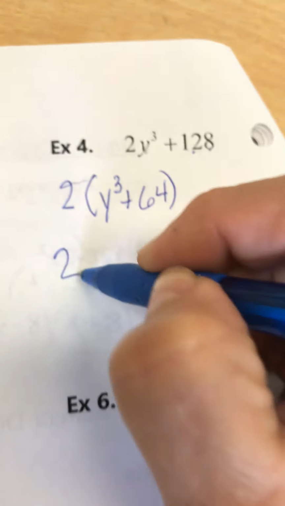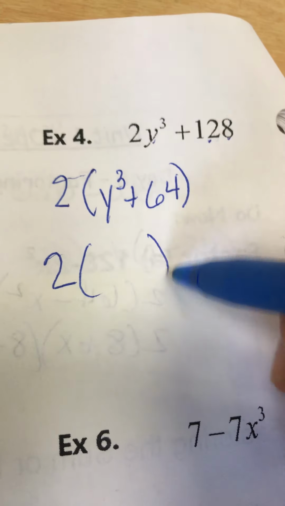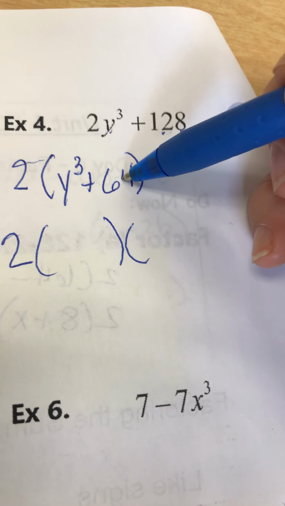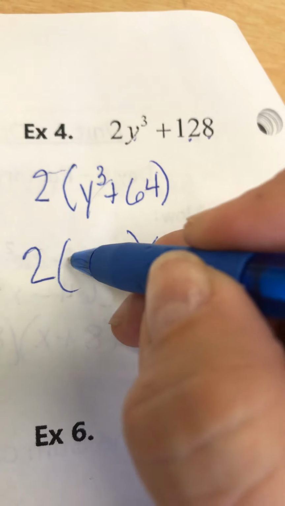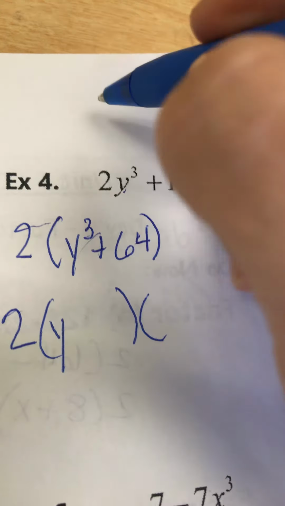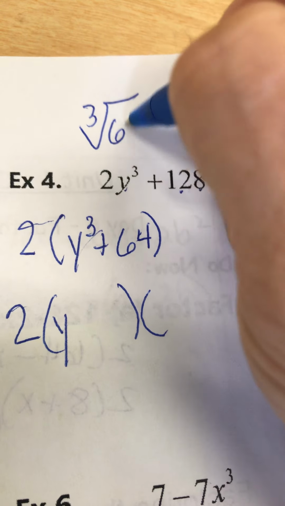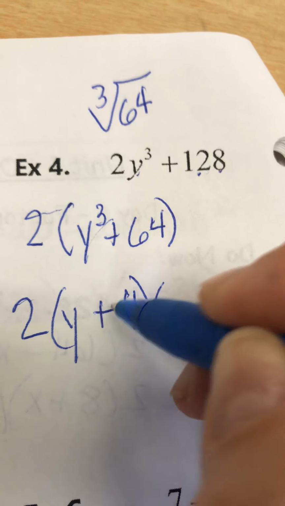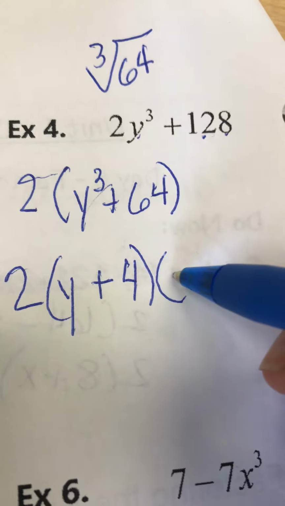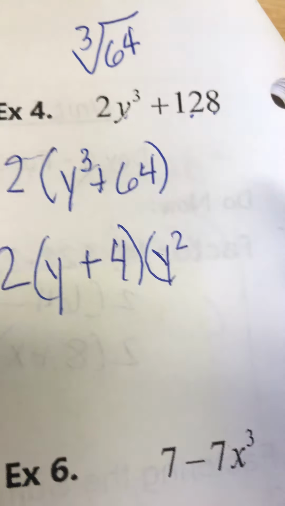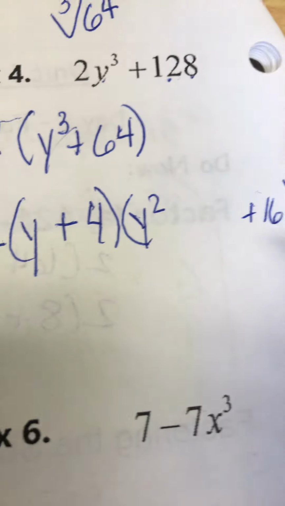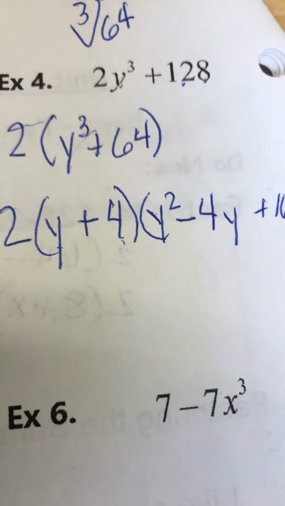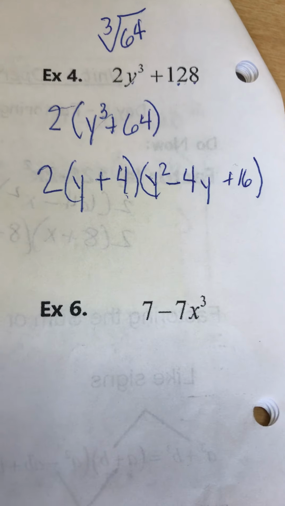So now I have the 2 comes down. I know I'm going to have a binomial times a trinomial because both of those are perfect cubes. The cube root of y cubed is y. And the cube root of 64 is 4, not the square root. Okay, keep the sign. And then the first term is y squared. The last term is 16 because it's the square, and then I do the product of these two as the opposite sign. Again, it's pretty quick and easy if you memorize that formula.